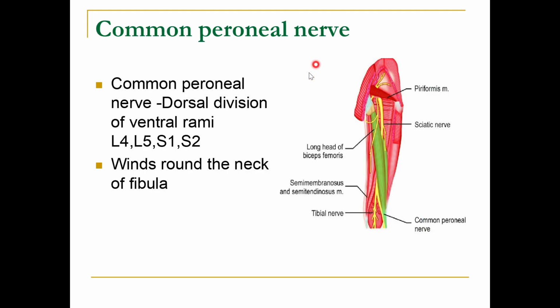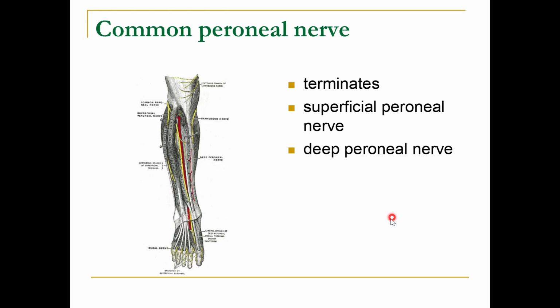Now coming to the common peroneal nerve. The common peroneal nerve arises from the dorsal division of the ventral rami L4, L5, S1 and S2. It winds round the neck of the fibula. Here you can see the sciatic nerve which is dividing into the tibial nerve and the common peroneal nerve. The common peroneal nerve terminates into superficial and deep branches. Superficial runs in the peroneal compartment, and the deep peroneal nerve pierces the intermuscular septa and comes to the anterior compartment and lies along with the anterior tibial artery.